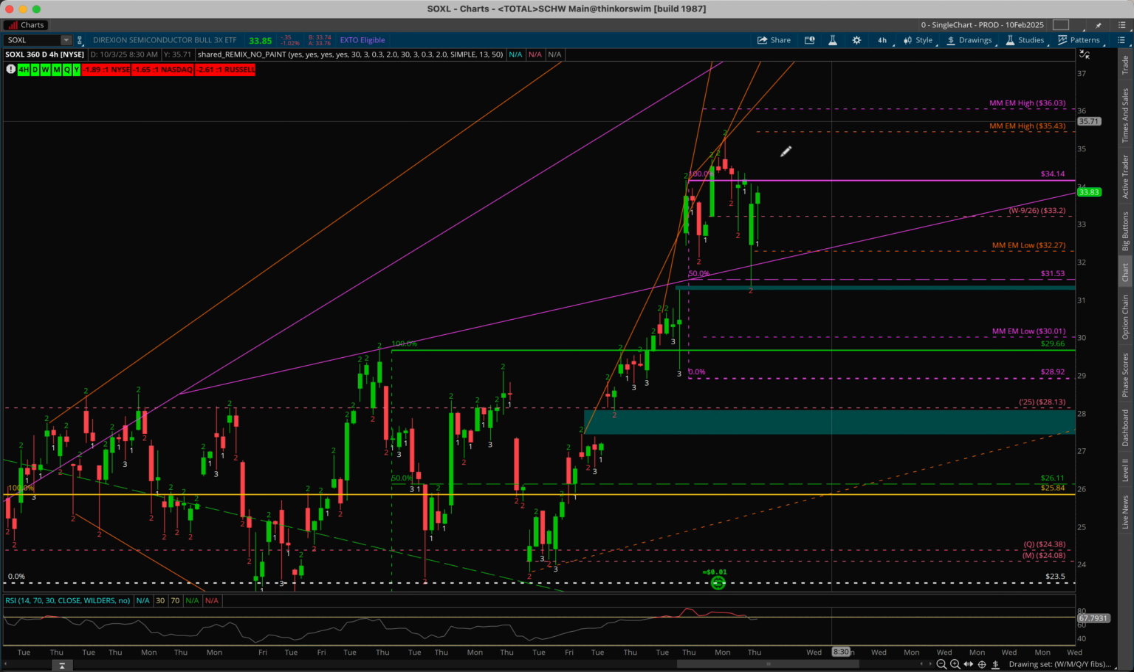It's not an end-all be-all. It doesn't mean price can't go below that level. You may be shooting for the market maker's expected move low for the week, which we have here at this 30.01. So if you want to leave a couple runners looking for that level, so be it.